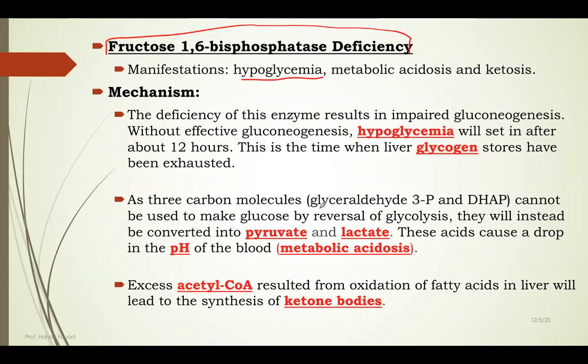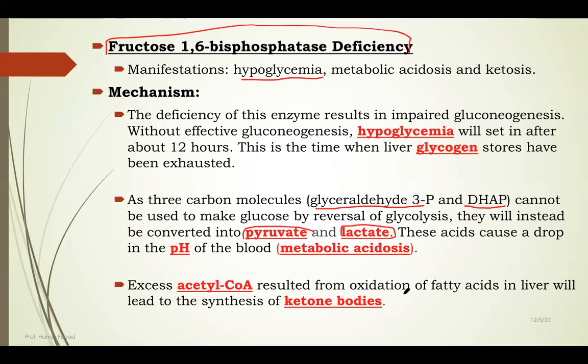The intermediates of glycolysis, which are glyceraldehyde 3-phosphate and dihydroxyacetone phosphate, these are intermediate molecules inside glycolysis, cannot be converted into glucose, so they will pass down across the normal pathway of glycolysis to synthesize pyruvic and lactic acid, and these are acids. The levels are elevated, and this leads to metabolic acidosis of the blood, elevation of the acids in the blood.